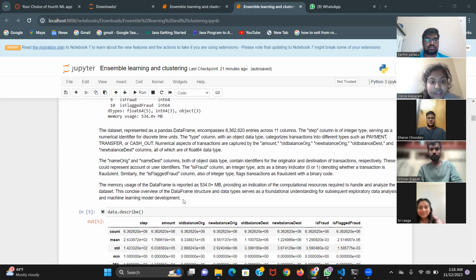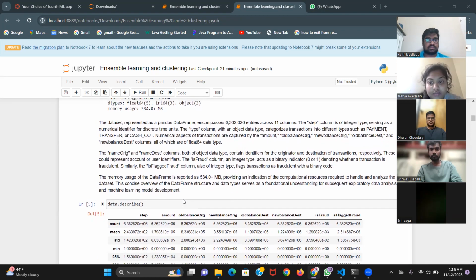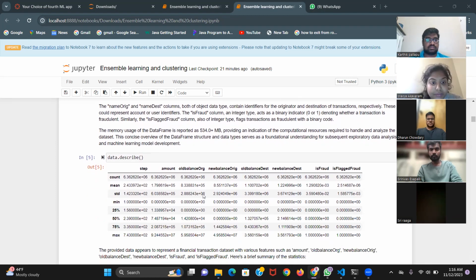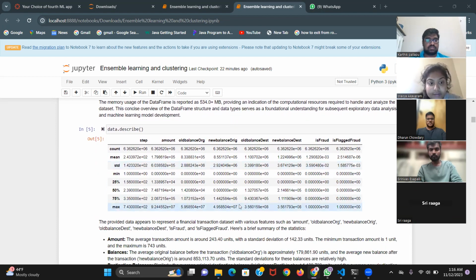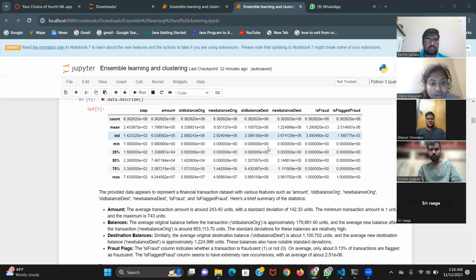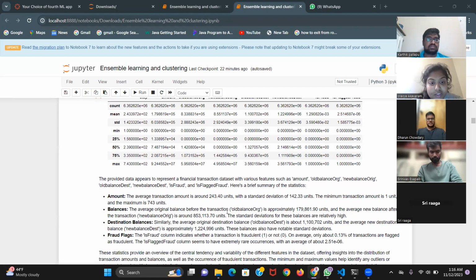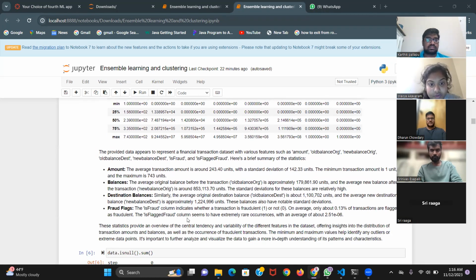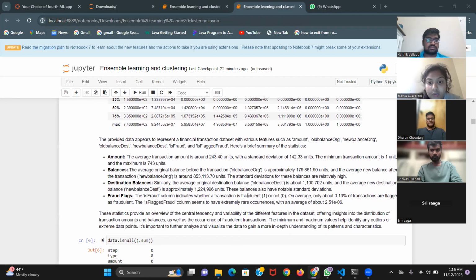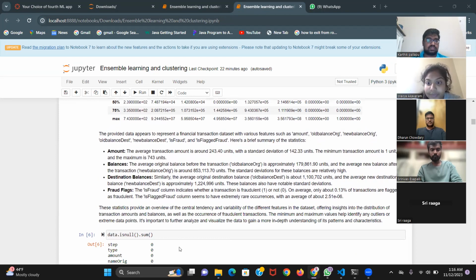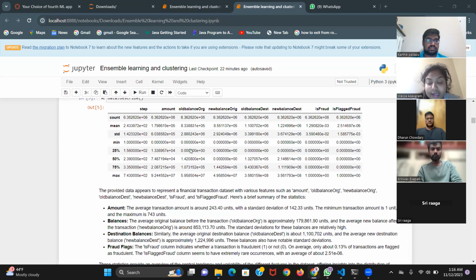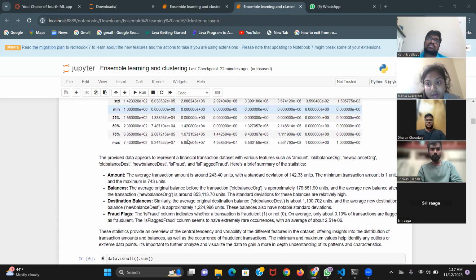And next, the data description. Here we can see the count, mean, STD, etc. of the data set, the average amount, balances, destination balances, fraud flags, etc. This is a statistical overview of the complete data set, which we can see here. By this we can analyze the data in a more in-depth way, understanding the patterns and its characteristics. Scroll down.